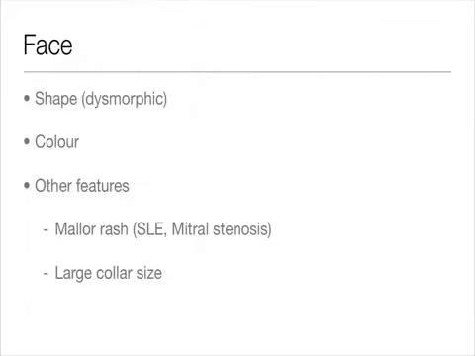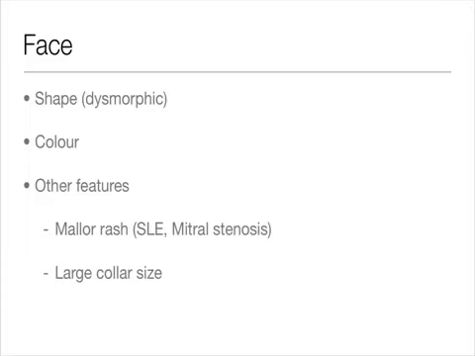So next we'll go on to examine the face, and we want to look at the shape to see if there are any defining features, whether there's any dysmorphia such as Down syndrome, Noonan syndrome or Williams syndrome, which are all congenital diseases that are associated with cardiac disease. You may also see the moon face of Cushing's syndrome, as we've discussed earlier. Then you want to look at the colour of the patient and whether they look cyanosed, which may indicate congenital cyanotic heart disease. Have a look at any other features.